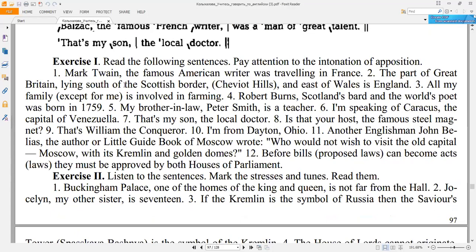We are talking about Mark Twain. We are talking about this noun. And the famous American writer is additional information about this noun. And that is why here it is pronounced with the... First of all, it is stressed and it forms a separate intonation group here, and it is pronounced with the low rising nuclear tone. And the second part, was traveling in France, is low fall.